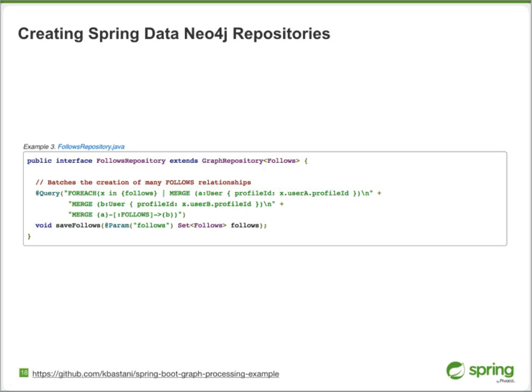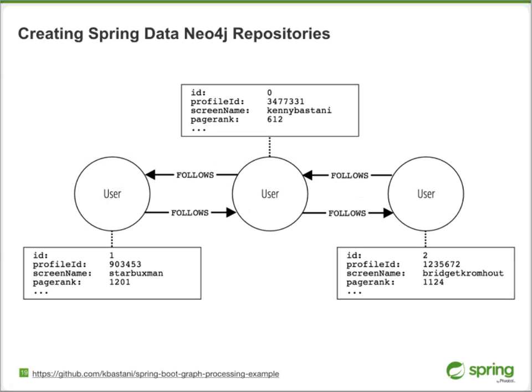So the Cypher query here is fairly simple. For each of the instances of the follow class that are provided as a parameter to this method, the Cypher query will either get or create the users that are referenced for the user A and user B fields. Finally, a relationship will be created between these two users if one does not already exist. So now we're able to save potentially thousands of users and relationships per transaction, which will be essential to the data import process from Twitter.